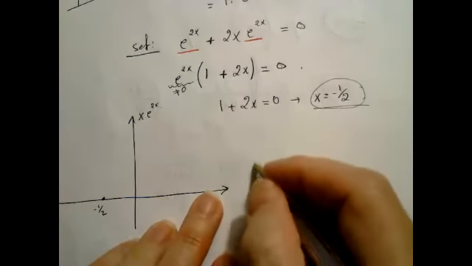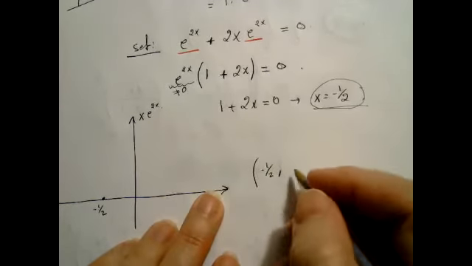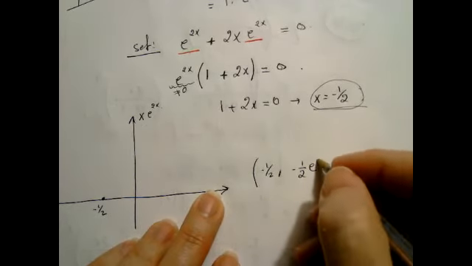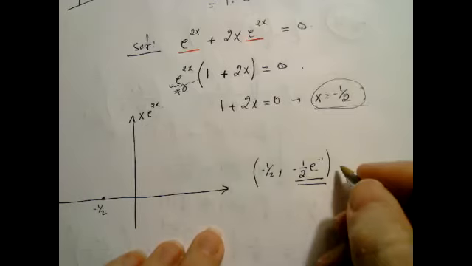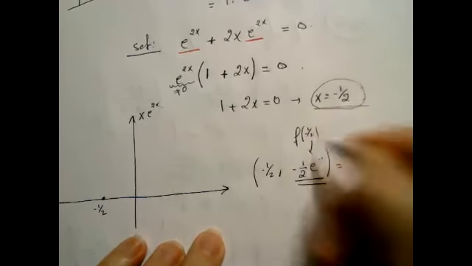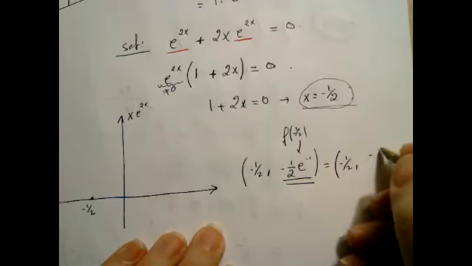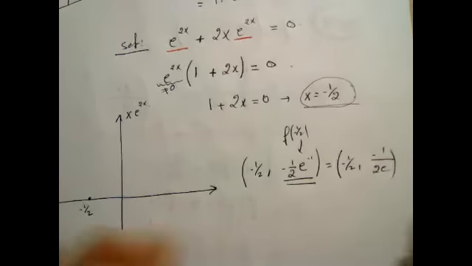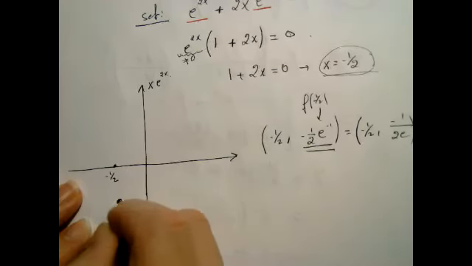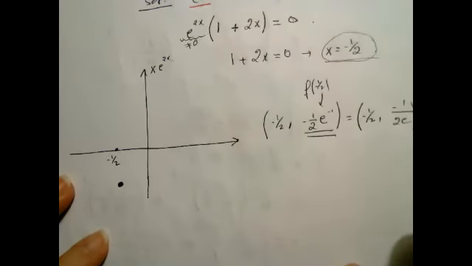First, let's look at the point. If x is minus a half, the function is minus a half times e to the minus 1. So that's the output. This is the value of the function at minus a half. That's not the derivative now. So this is minus a half times 1 over e, which is minus 1 over 2e. So at this point, minus a half here, that's the point on the graph. What do you expect to happen at this point?